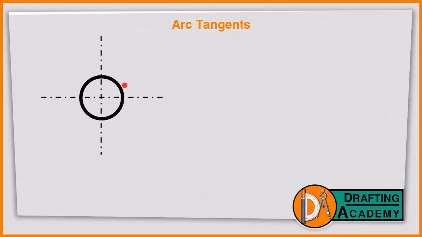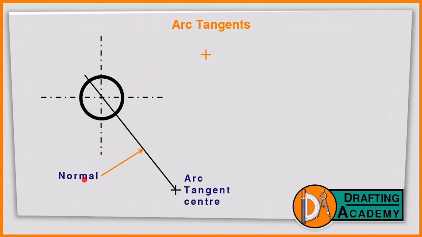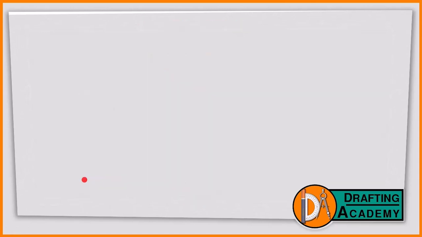About arc tangents, the concept is similar. For example, we might have a point that we want to join to a particular circle with an arc. Now, what you always need to remember for arc tangents is that we will never draw an arc tangent without first locating its center. After we have located the center of our arc, we will always need to draw a normal. That normal is going to let us know where our arc is going to touch our circle, and then we'll draw our arc tangent.